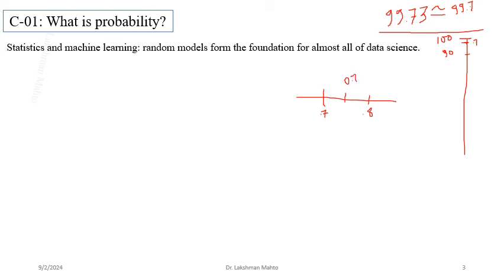So what can we see as a better approximation of 0.73? Where does it fall? It falls between 0.65 and 0.75. 0.8 is very far away from 0.73. So 0.73 falls between 0.65 and 0.75. What is the average of 0.65 and 0.75? 0.7.